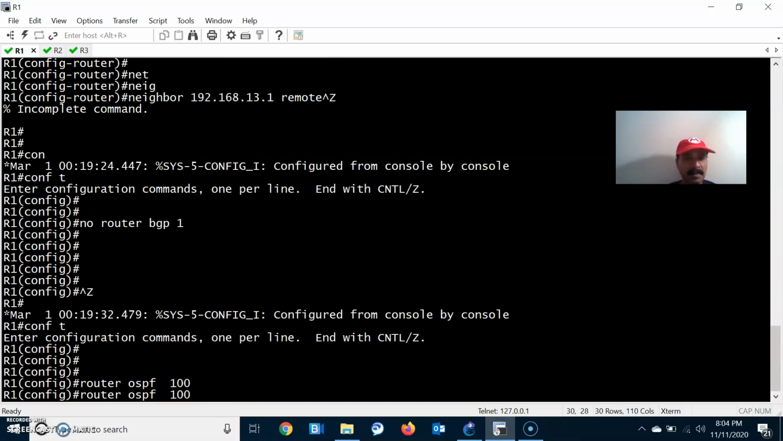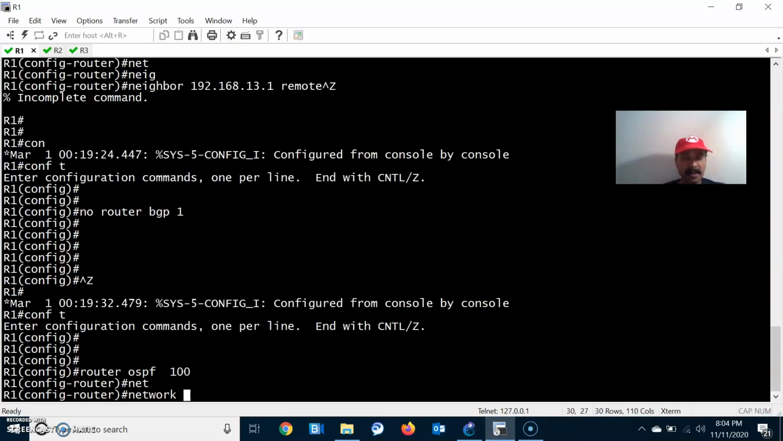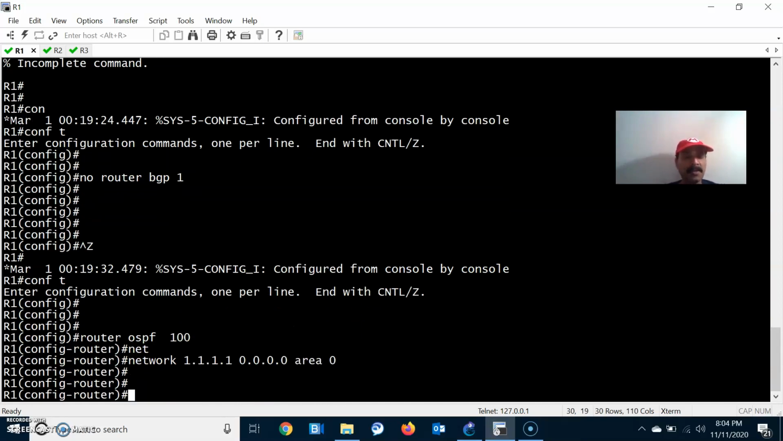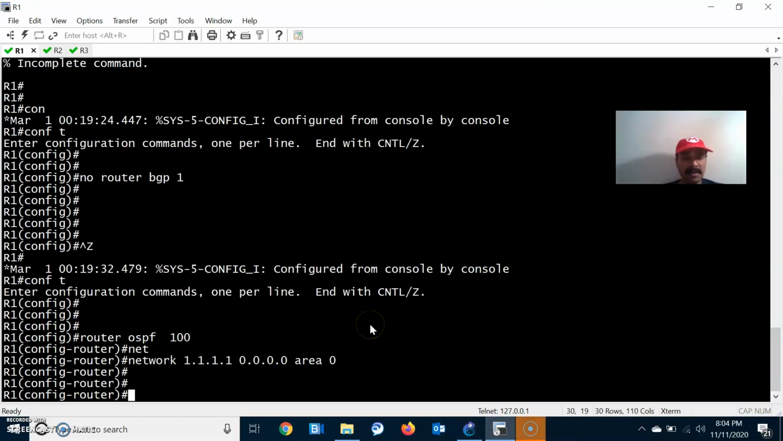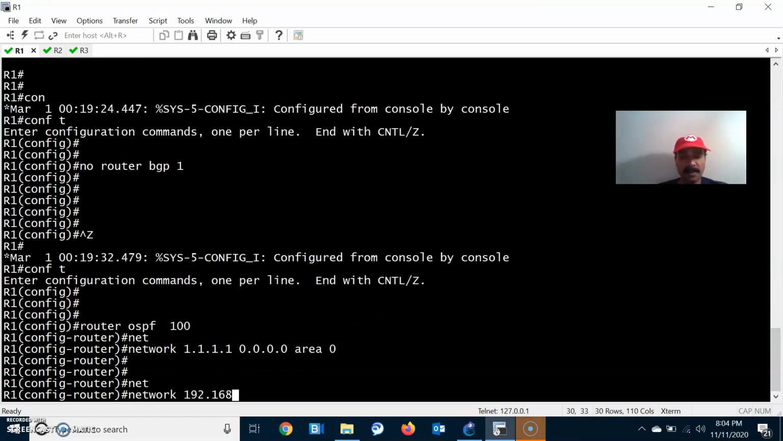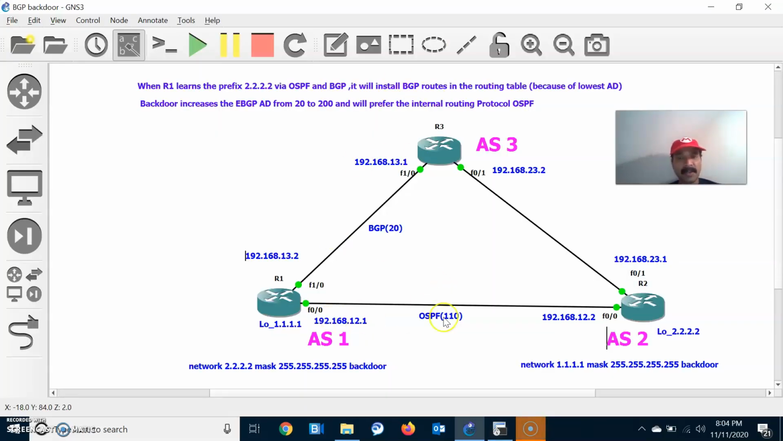I'm going to advertise the prefix 1.1.1, right? Network 1.1.1 and 0.0.0.0, that is a wildcard mask, area 0. After that, what is OSPF learning? 12.1, right? So I'm going to advertise 192.168.12.0 followed by 0.0.0.255 area 0. So I advertise this network via OSPF.